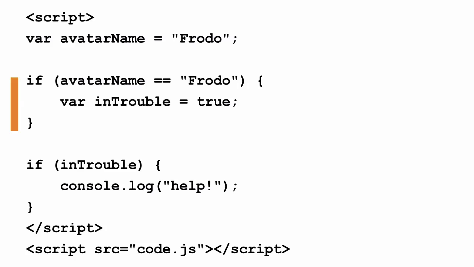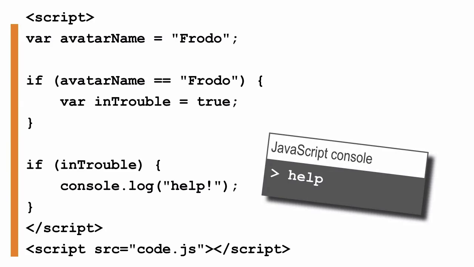But JavaScript doesn't have block scope. Remember, JavaScript has only global scope and local scope. So in this case, the scope of in trouble is global. So when we execute the code below to test to see if in trouble is true, we find that it is indeed true because avatar name does equal Frodo. So we do see help displayed in the console.